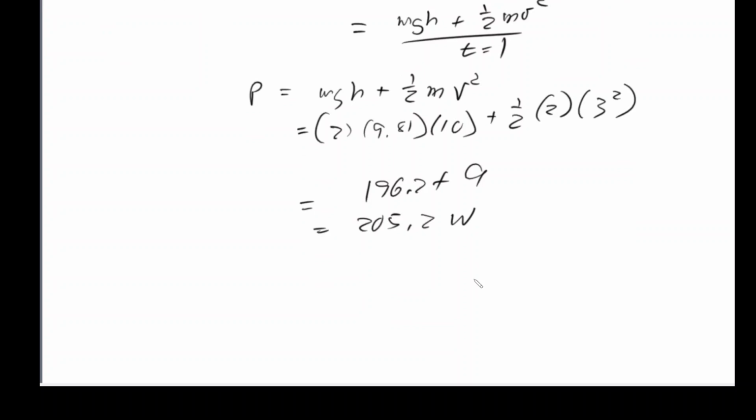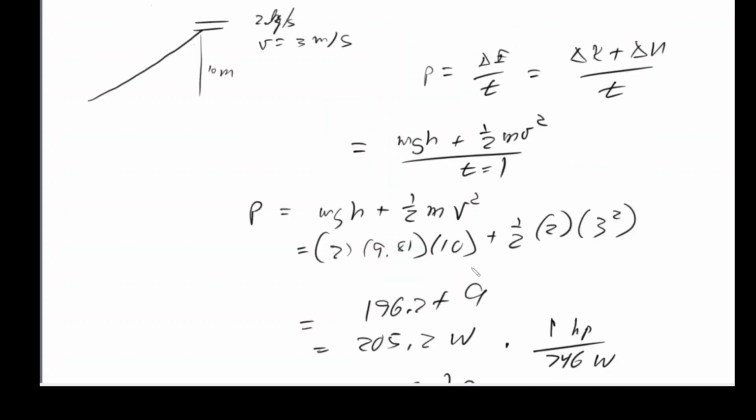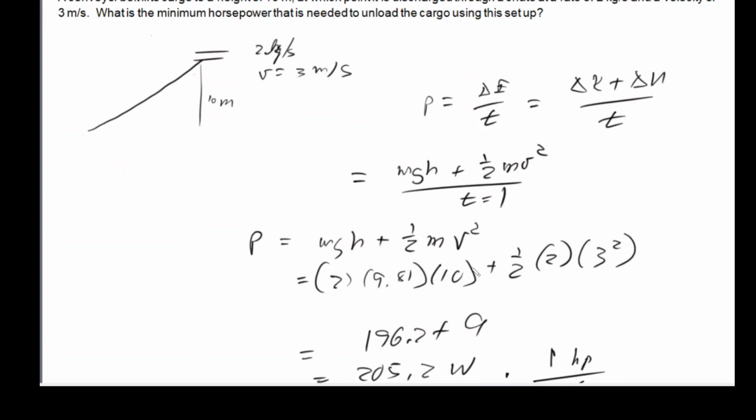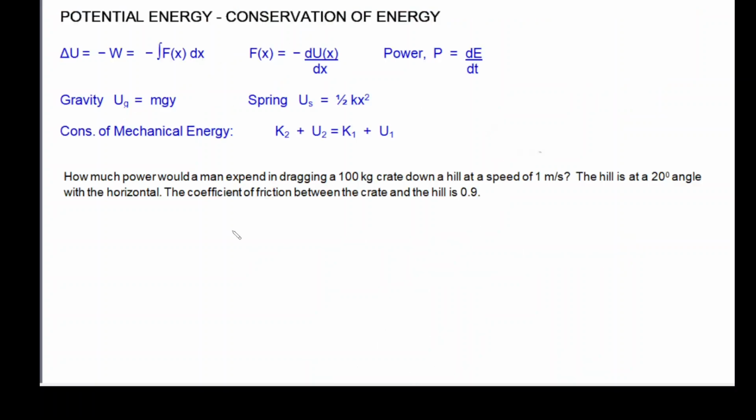So we know that there is 1 horsepower per 746 watts. So we multiply that and we get 0.28 horsepower. That's what it would take for this conveyor belt to discharge a cargo as shown. Let's do one more power problem.